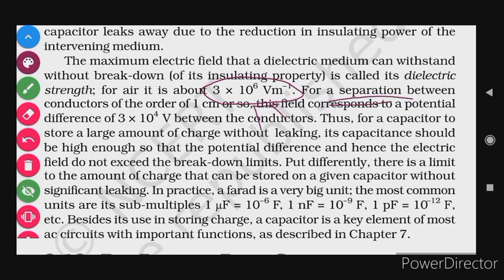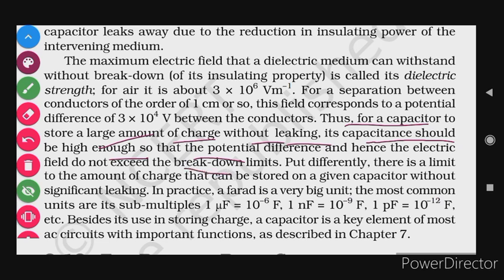For a separation between conductors of the order of 1 centimeter or so, this field can correspond to a potential difference of 3 into 10 to the power 4 volt between the conductors. For 1 centimeter the potential difference has to be 3 into 10 to the power 4 volt. Beyond this the charge will start leaking. Thus, for a capacitor to store a large amount of charge without leaking, its capacitance should be high enough so that the potential difference, and hence the electric field, do not exceed the breakdown limit.